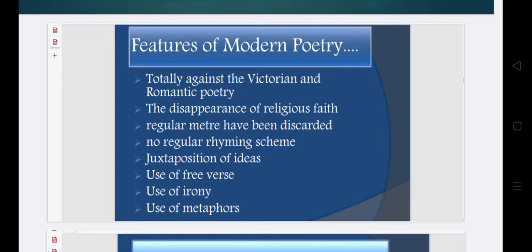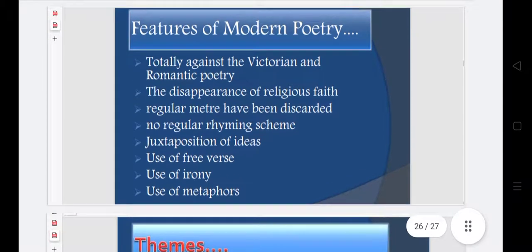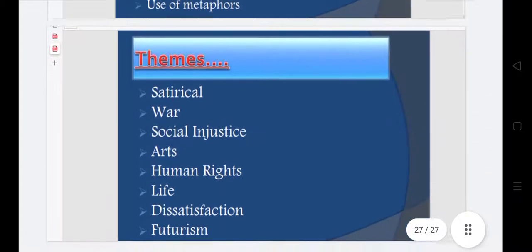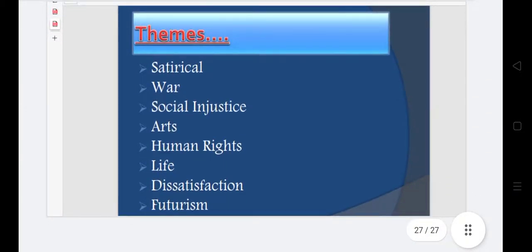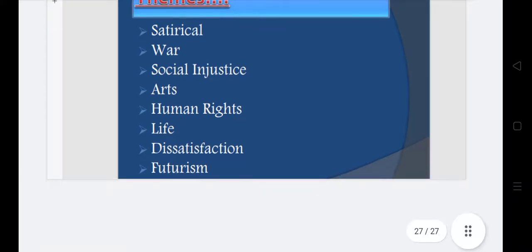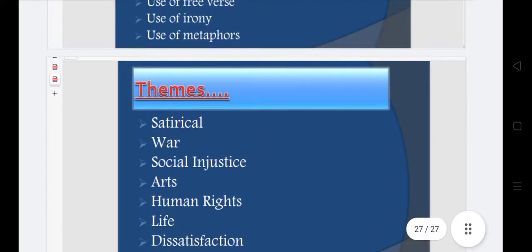Use of irony, use of metaphors, and the main themes of poetry of this age include satirical works, war, because they were influenced by World War I, social injustices, art, human rights, life dissatisfaction, and futurism. So this is all about the modern age.